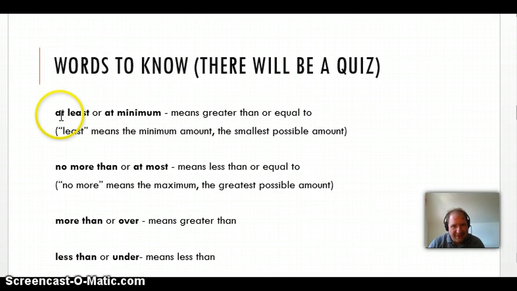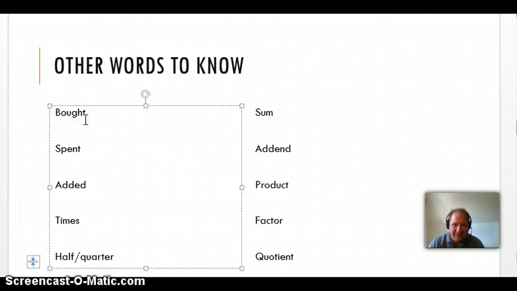So some words to know: at least or at minimum, greater than or equal to, more than, no more than, at most, less than or equal to, more than or over, greater than, less than or under, less. Some other ones: bought. If you buy something, you get one more of it. Addition. Spent. You give away some money, usually subtraction. Added, get more. Times. How many times something happens? Usually multiply. Half, quarter, that's division.